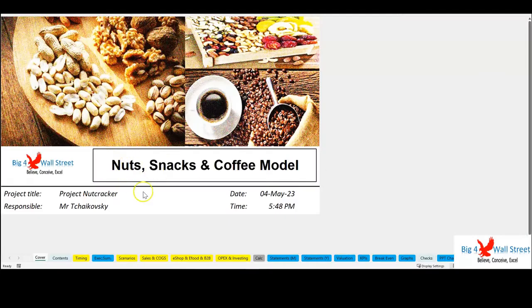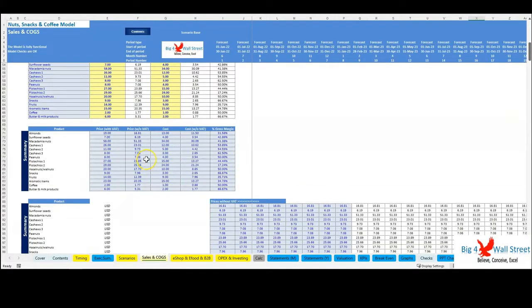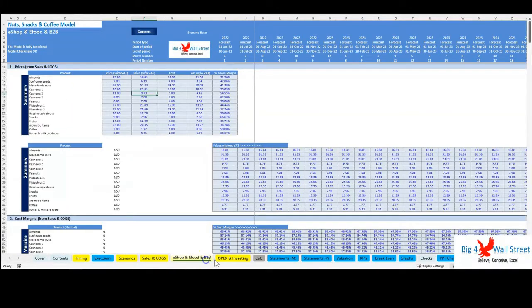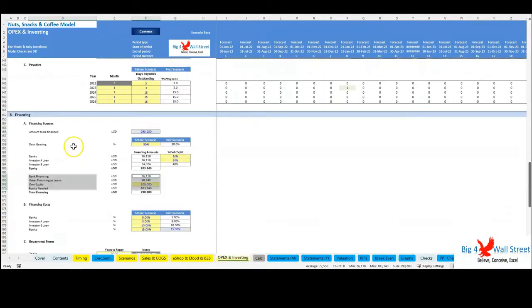The financial model for a retail nuts, snacks, and coffee business is a comprehensive tool that outlines the expected financial performance of the business on a monthly basis. The model takes into account various inputs, such as the cost of goods sold, revenue projections, overhead expenses, and capital expenditures, to provide a detailed analysis of the financial health of the business.